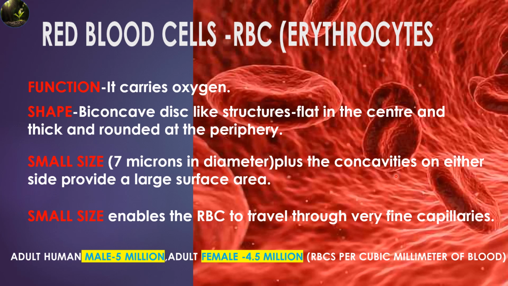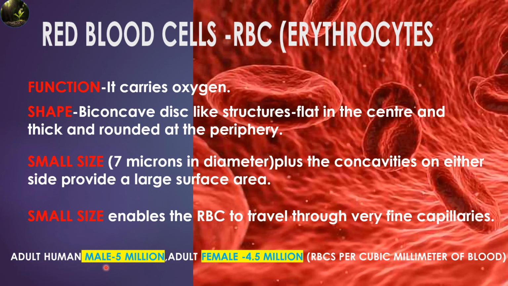Then you have to know the concavities. The concavities on either side. You can see that in this picture. The two sides have concavities. These concavities provide a large surface area. Why do these RBCs have a large surface area? Because they carry oxygen. That's why they have a large surface area, which helps to carry more oxygen.